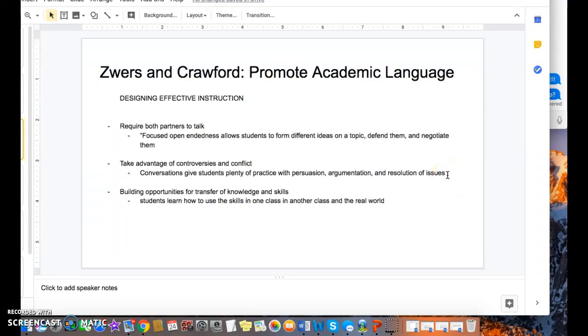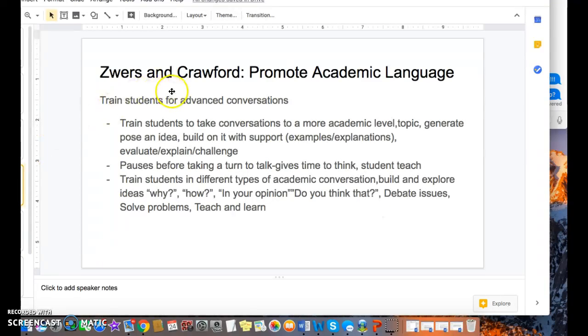So giving students this type of topic does promote using academic language, and building opportunities for transfer, knowledge, and skills. Students learn how to use skills in one class, in another class, and in the real world. So applying the academic language that they've been taught and maybe referencing it to real world situations. Then Zwiers and Crawford promote academic language. They say to train students for advanced conversation.